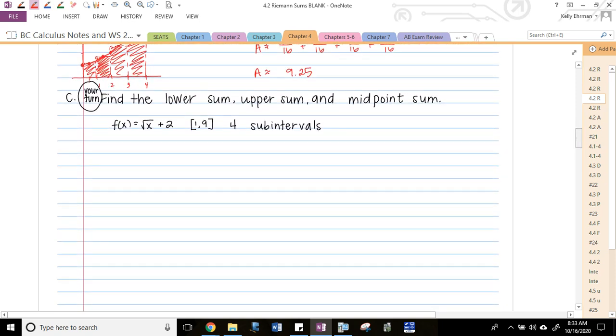All right, so pause my video and find the lower sum, the upper sum, and the midpoint sum for this f of x. And if you want to check as you go in class, we're going to do the lower and then stop and check that before we move on to upper and midpoint. So lower first.